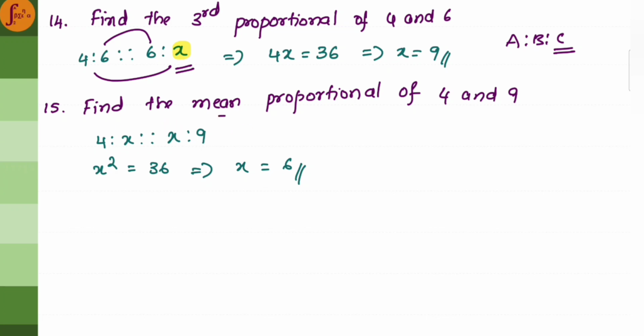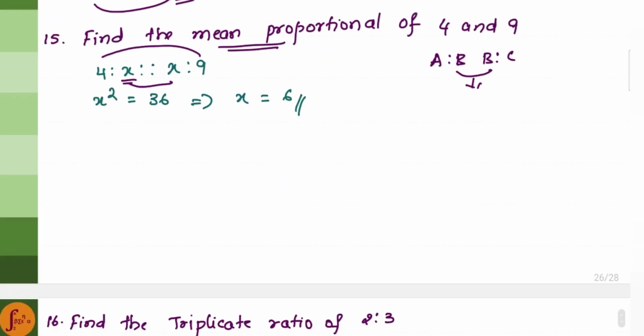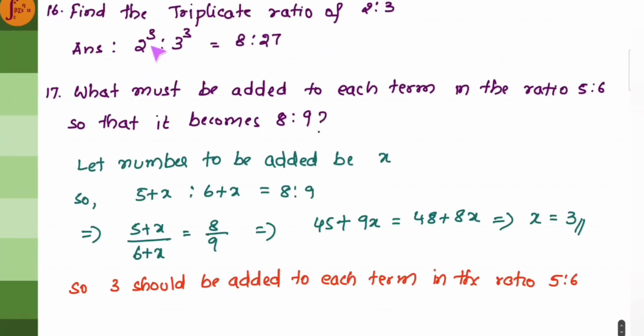Then find the mean proportional. Mean proportional is the center one. That is, if you have A is to B and B is to C, then you have to find B. This is what is mean proportional. So 4 into 9, 36 is equal to x square. So x is equal to 6. Find the triplicate ratio. Anyway, this is cube. Triplicate ratio is nothing but take the cube. What must be added to each term in the ratio 5 is to 6 so that it becomes 8 is to 9? So just assume that the number to be added is x. So add (5 plus x) by (6 plus x) is equal to the new ratio, which is 8 by 9. Find the x value. So 3 needs to be added.